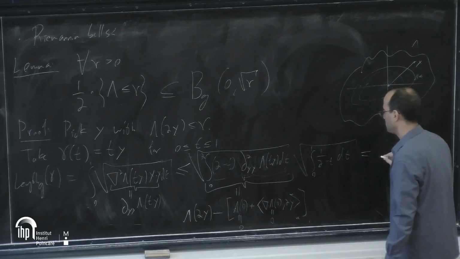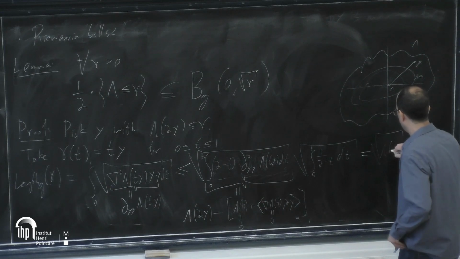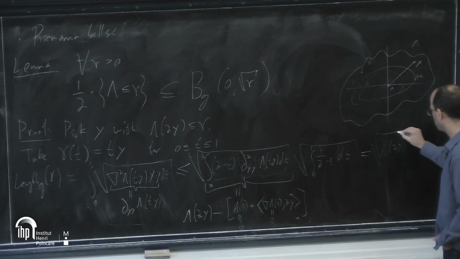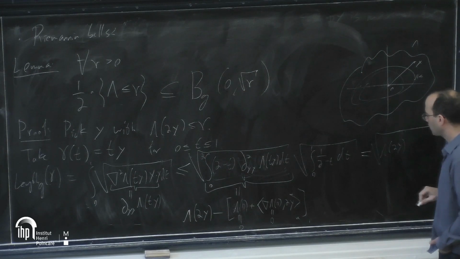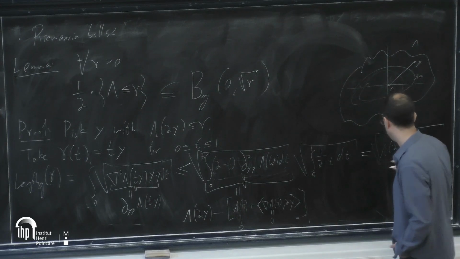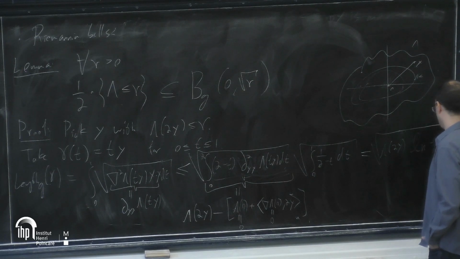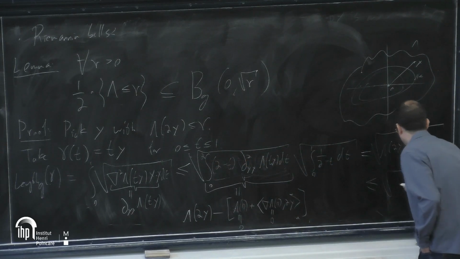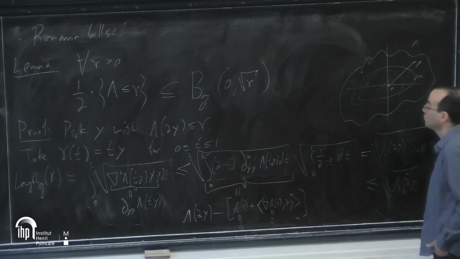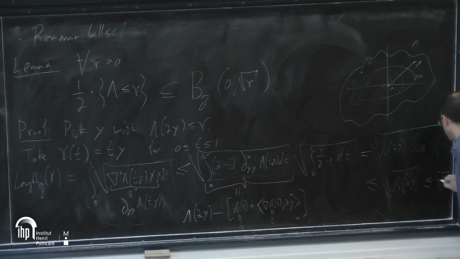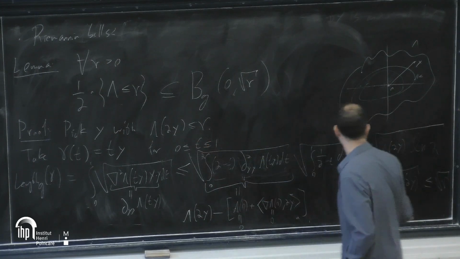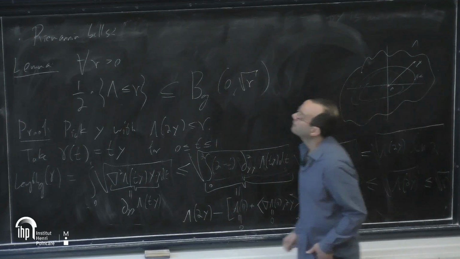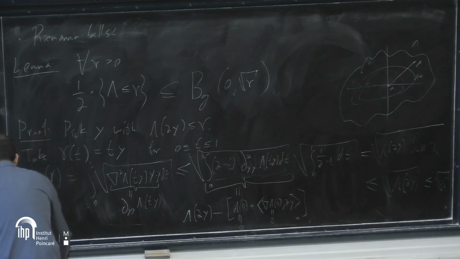So this equals square root of lambda of 2y. Now I need to know this integral, which equals logarithm of 2. So I got that the length of this curve is at most root of lambda of 2y, which is at most square root of r. So the length is indeed at most square root of r, and so the ball contains the level set. Very good. Now we may prove the theorem, finally.